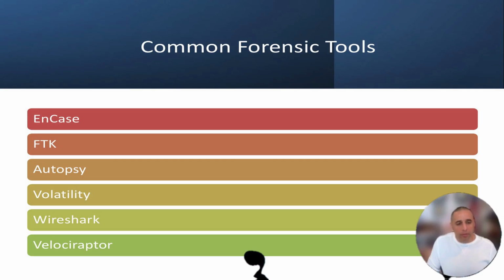Together, EnCase, FTK, Autopsy, Volatility, Wireshark, and Velociraptor form a comprehensive DFIR toolkit covering disk forensics, memory forensics, network forensics, and live endpoint response. Mastering these tools enables investigators to uncover attacker behavior across every layer of the digital environment.